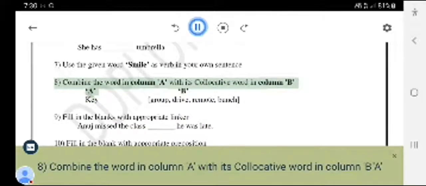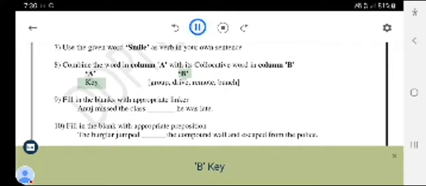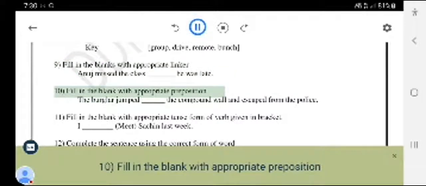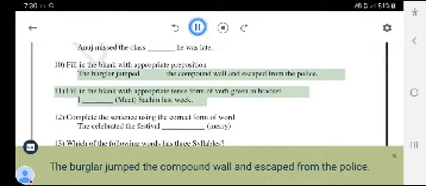8. Combine the word in column A with its collocative word in column B. A. B. Key. 9. Fill in the blanks with appropriate linker: Anuj missed the class, he was late. 10. Fill in the blank with appropriate preposition: The burglar jumped the compound wall and escaped from the police.